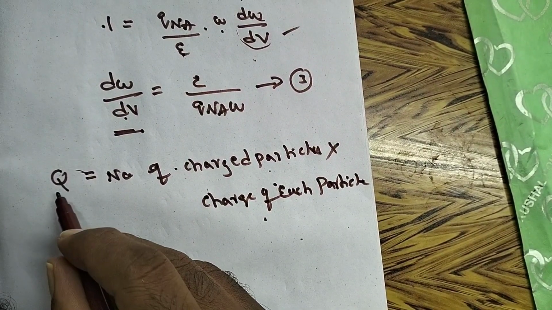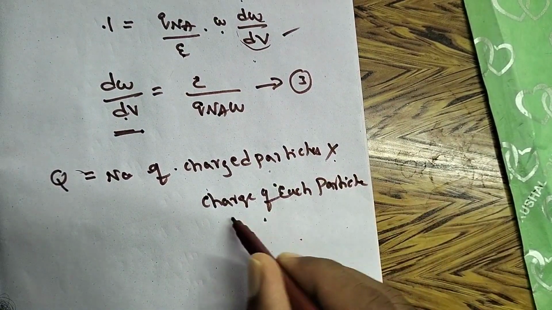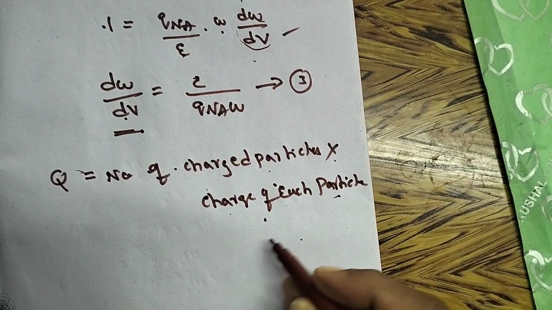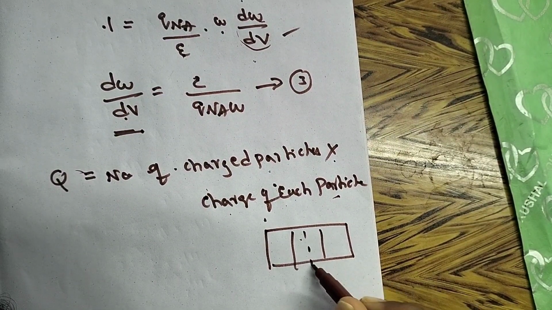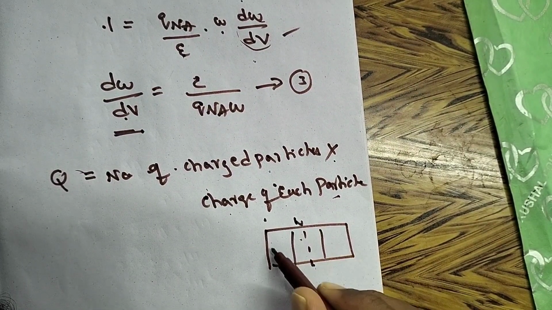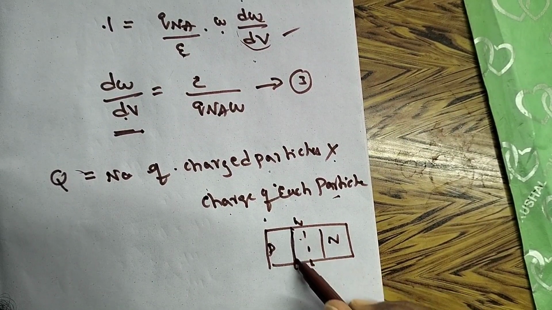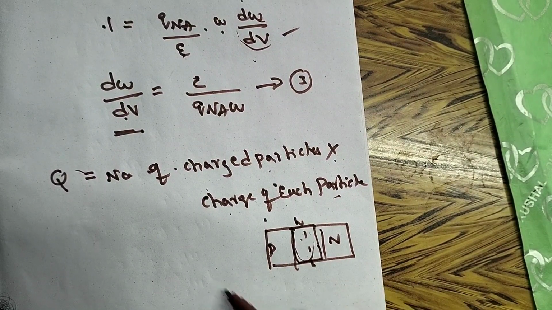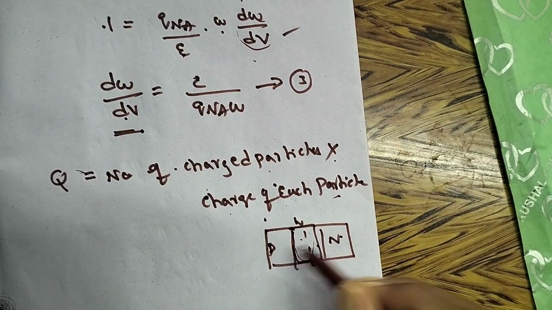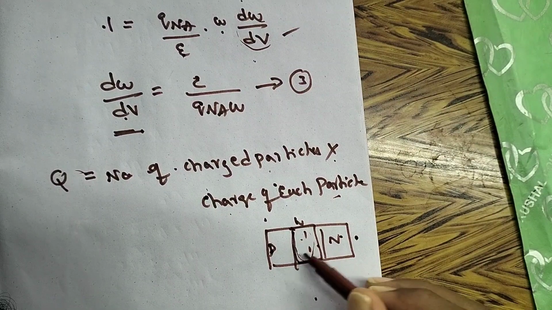So what is charge? Q is nothing but charge, that is Q equal to number of charged particles into charge of each particle. So just look here. This is the junction, right? W, this is P and this is N. So this total area is nothing but majority charge carriers. When you apply reverse bias condition between P type and N type, due to the reverse bias voltage changes, the charge will change.